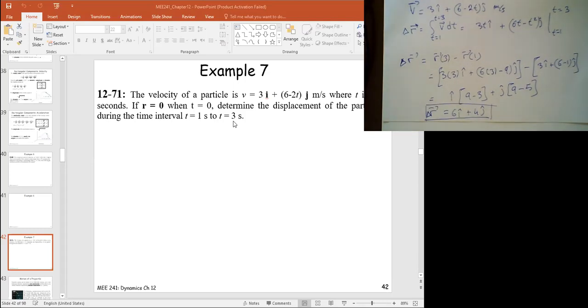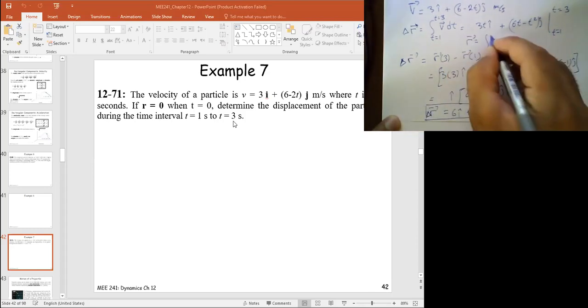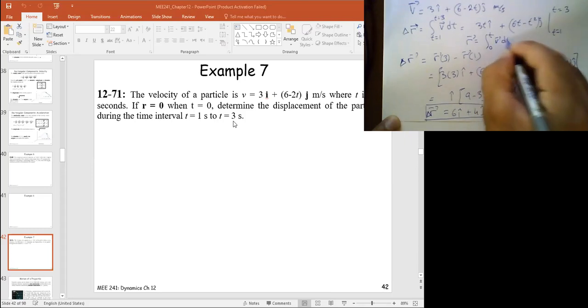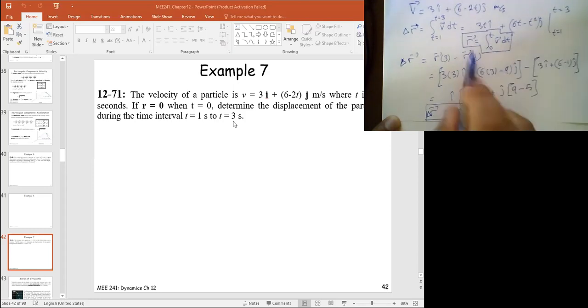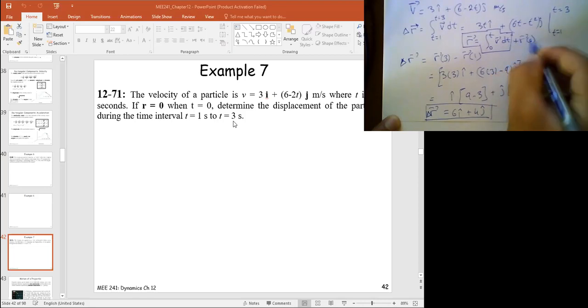If you want to find the absolute position vector, then you're going to integrate this from 0 to whatever t. If you do this, you will be finding the position of the particle from 0. In that case, obviously, you would add r of 0 here.